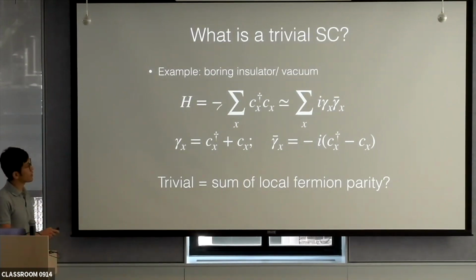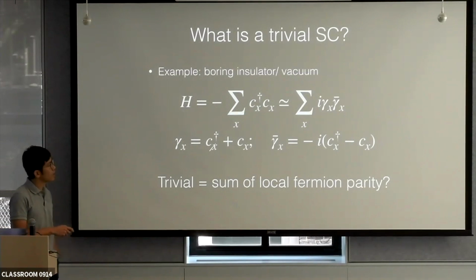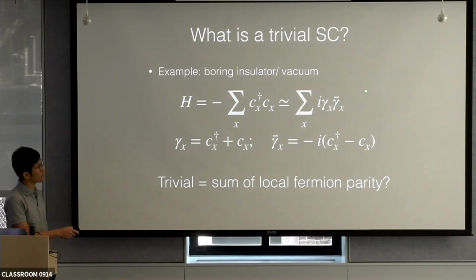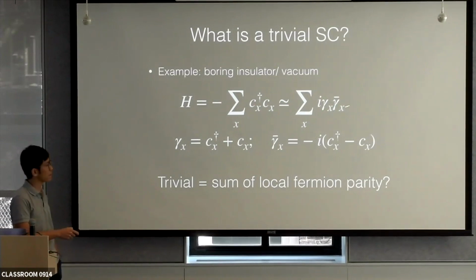So on every site, I just put down some c-dagger c particle number. If it's a minus sign here, then it's an insulator, a filled insulator; if it's a plus sign, it's a vacuum. And if we rotate to some Majorana basis, just because we were trying to talk about superconductors, then you can also write this term basically as i gamma gamma bar. So these are two species on the same site. And most of you will probably know that this is nothing but something like a fermion parity.